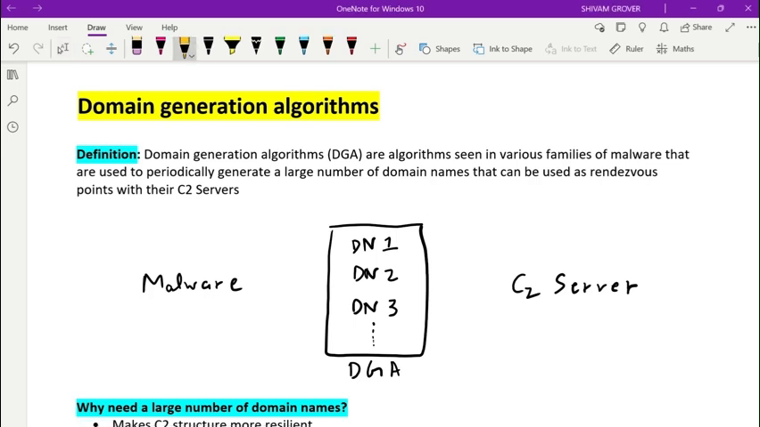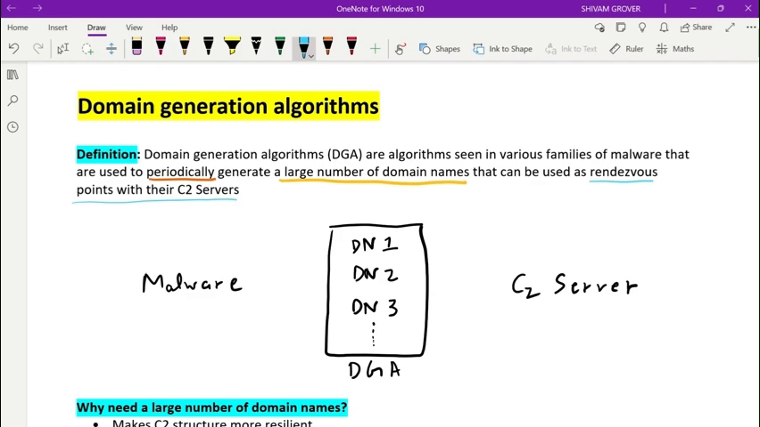In this video, I will be presenting two mechanisms that are used by botnets to protect CNC components. First, let's talk about domain generation algorithms. In domain generation algorithms, we create a large number of domain names, which are created periodically. And these domain names can be used to communicate with the C2 servers.